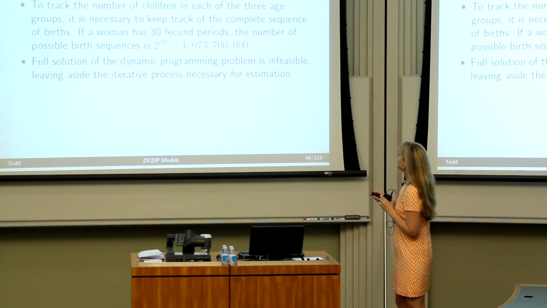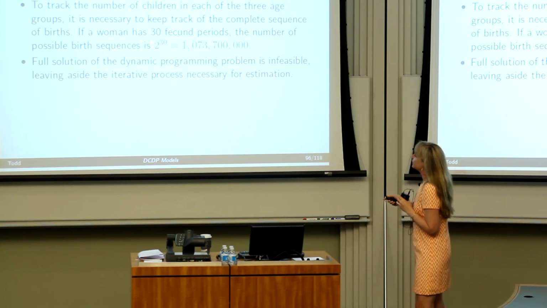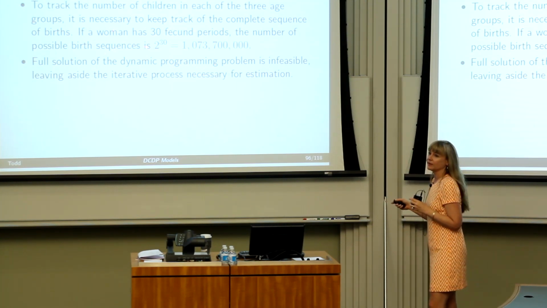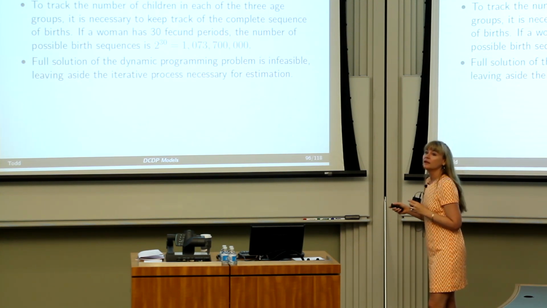And this gives you an example. If a woman could get pregnant in 30 periods, the number of possible birth sequences, because we're keeping track of the age of the kids, you can see it's huge, right?